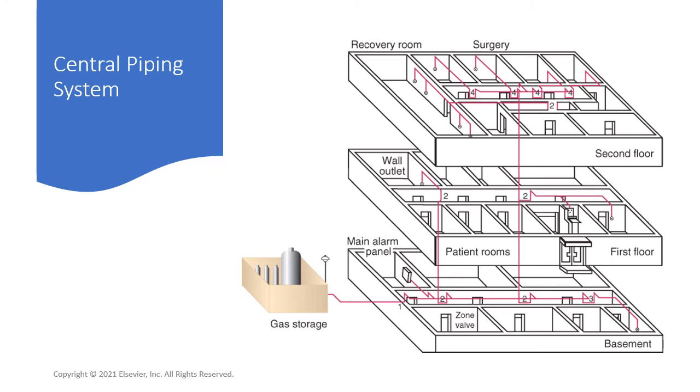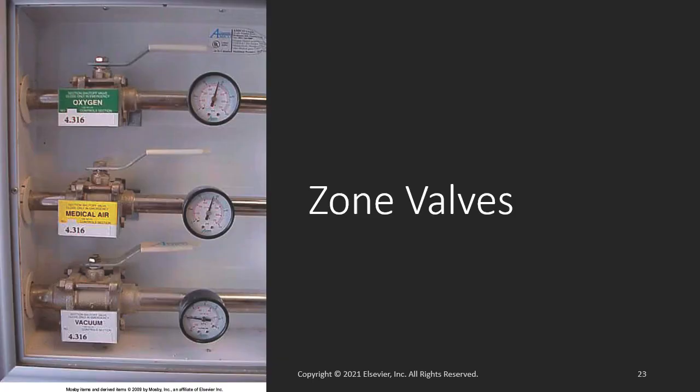Pictured here is a central piping system. You can see outside gas storage going into the facility, the basement, first and second floors. Wall outlet, main panel alarms, and zone valves are all pictured. Here are zone valves for oxygen, medical air, and vacuum. These are seen in each fire safety area.